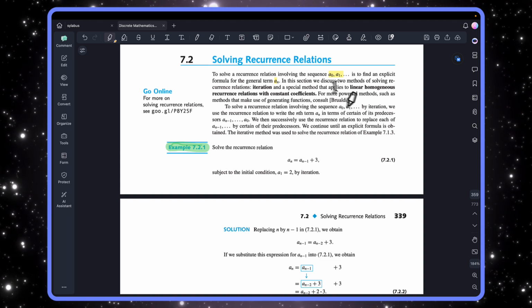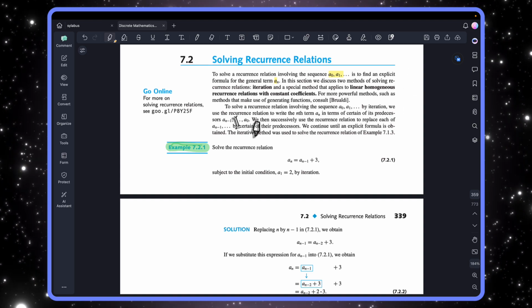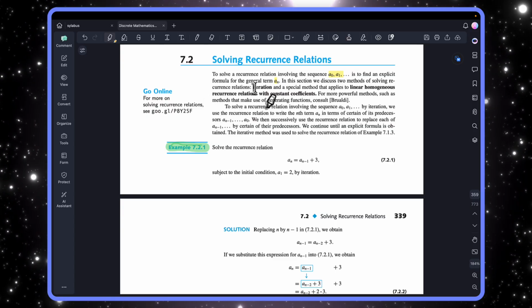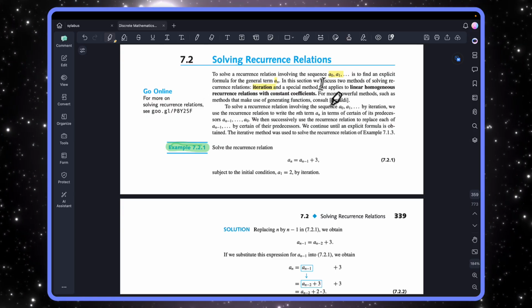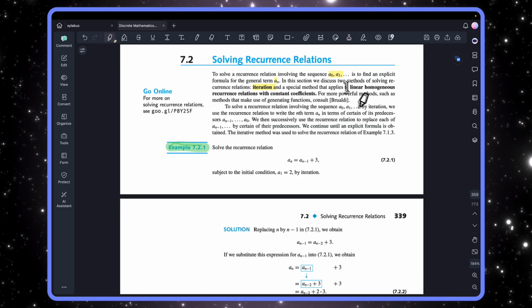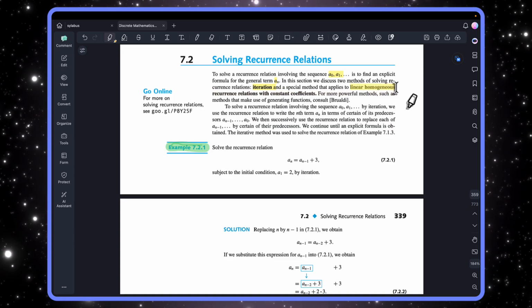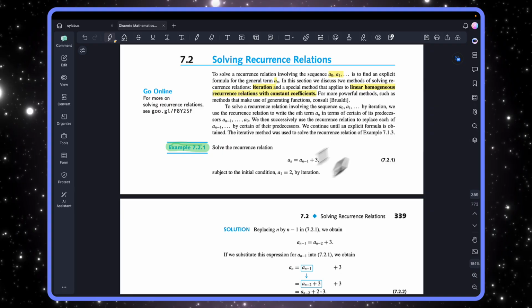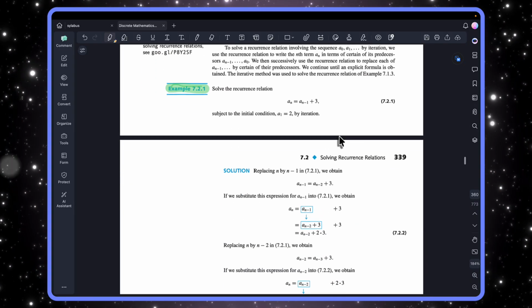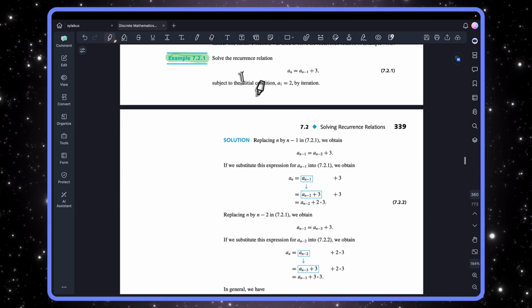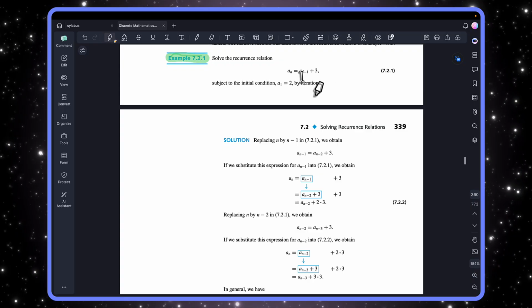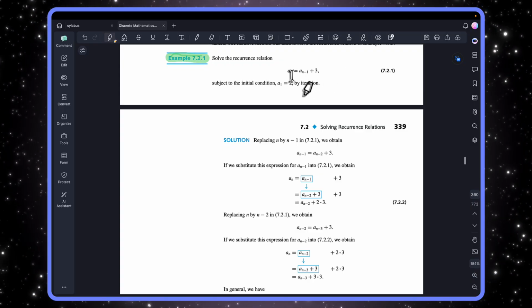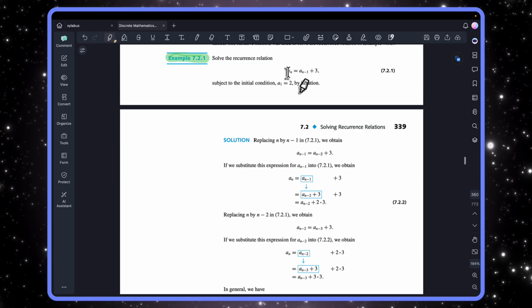In this section, we're going to discuss two methods of solving recurrence relations, the iteration method and a special method that applies to what are called linear homogeneous recurrence relations with constant coefficients. Okay, let's take a look at it. So here's our first example. So here's our relation, right? And now what we want to try to do is solve for, say, a sub n.